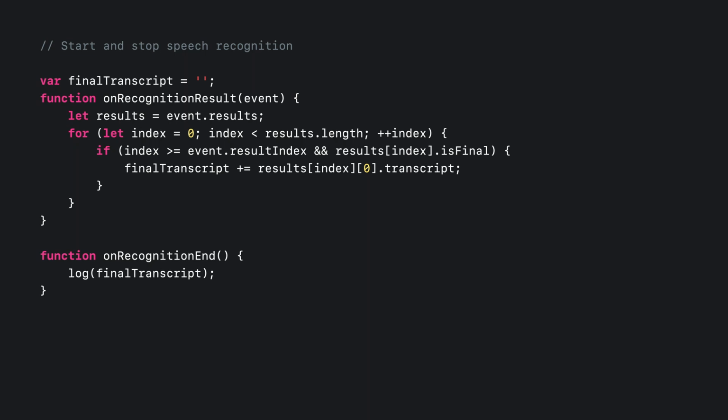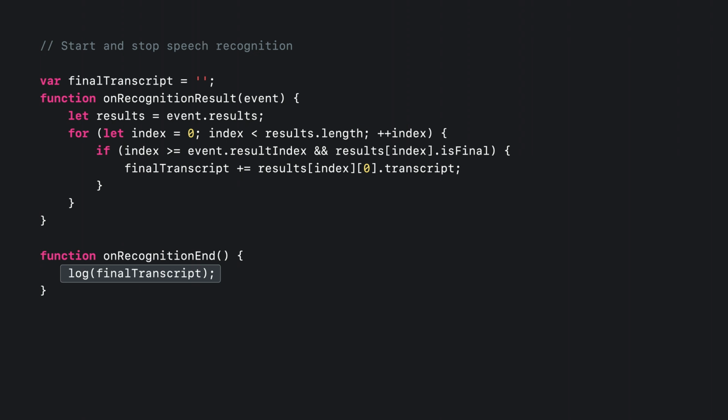On result event, we collect the final transcript to a string. Here I only pick the first item of the results because the transcription alternatives are sorted based on probabilities. When recognition stops, I use a custom log function to print the transcript to the screen. Like that, you can add recognition capability to your web content within just a few lines.